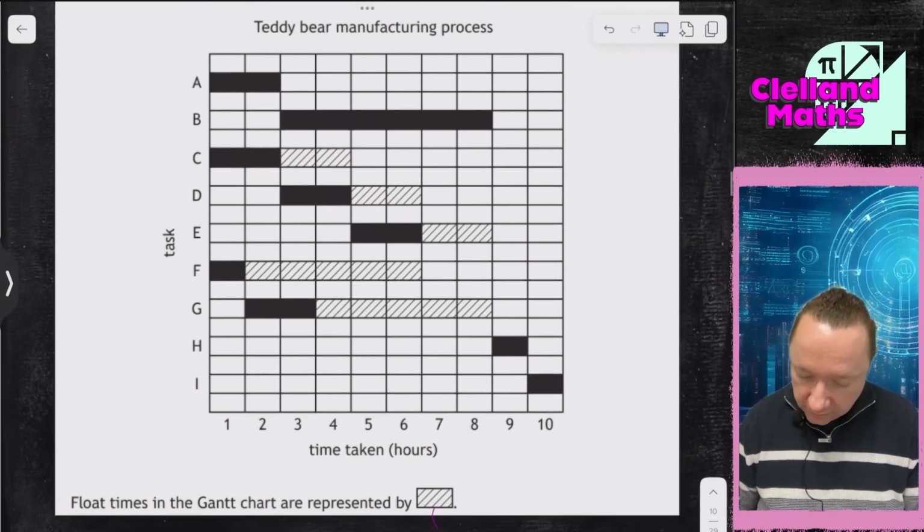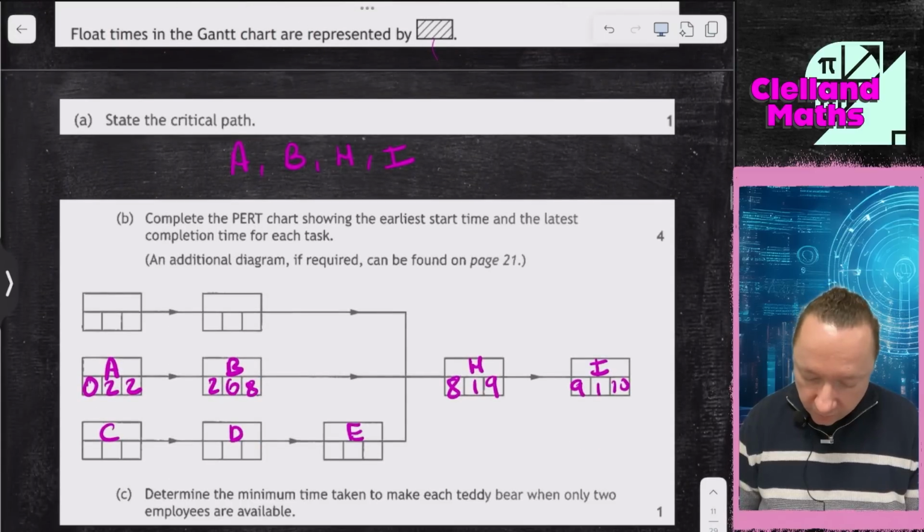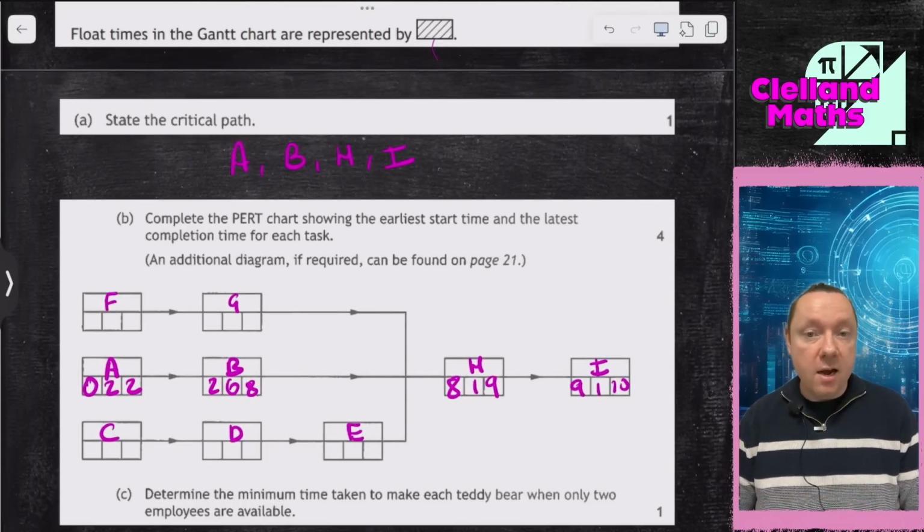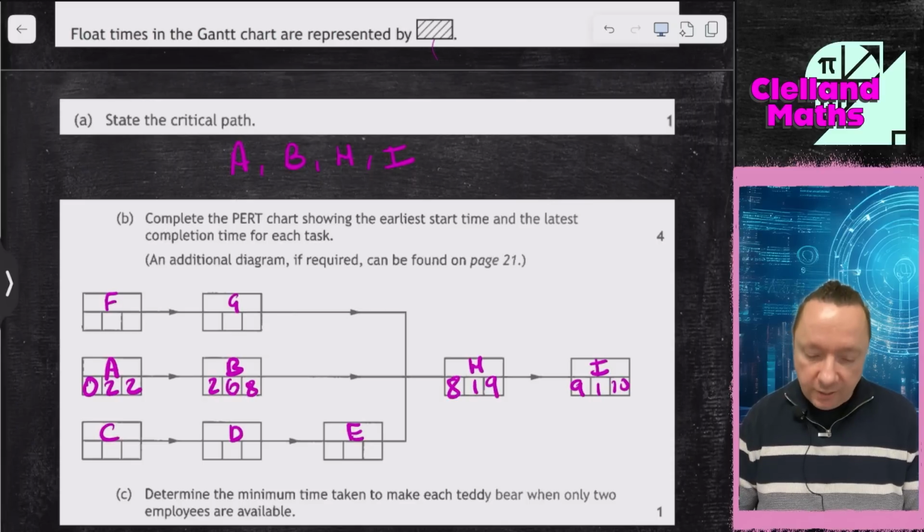And similarly for the other ones then, F and G, well, F goes into G, and then G has to wait till B finishes, then H, I. So F, G, H, I makes sense for the other ones. So then we'll just put in our earliest, our duration, and our latest end time.